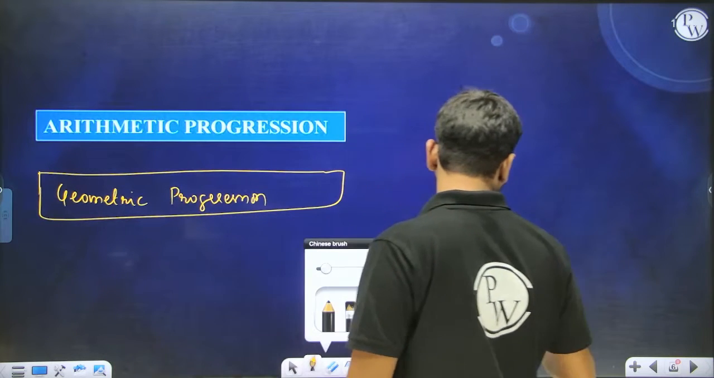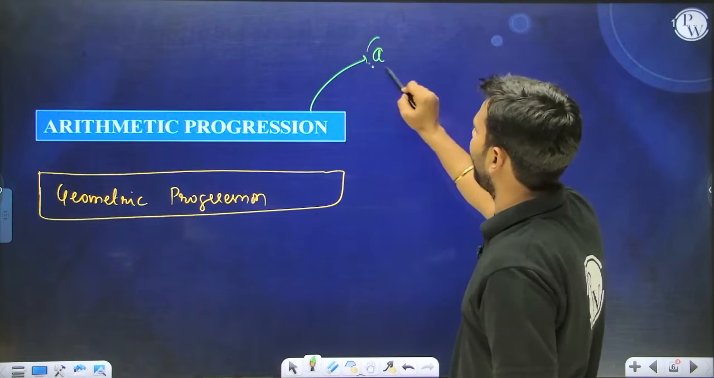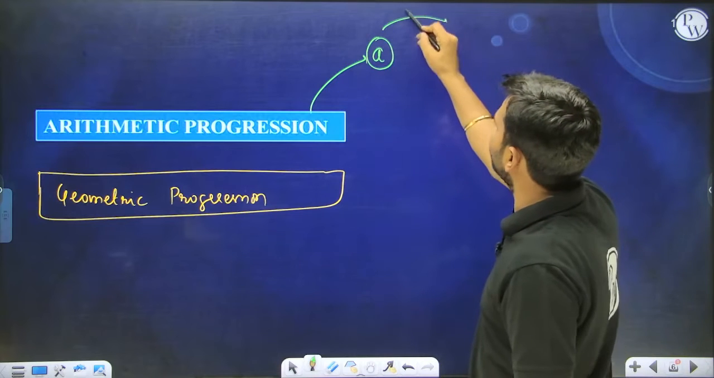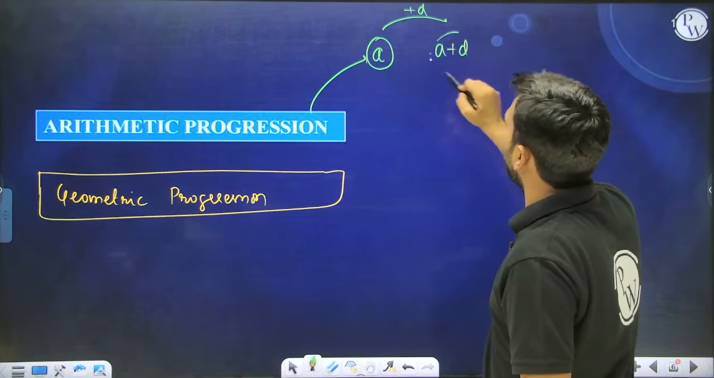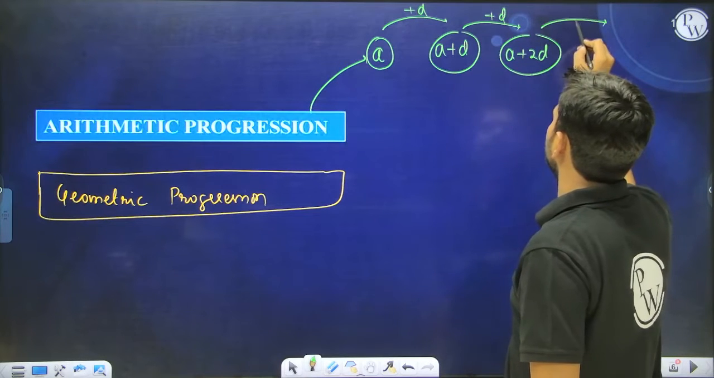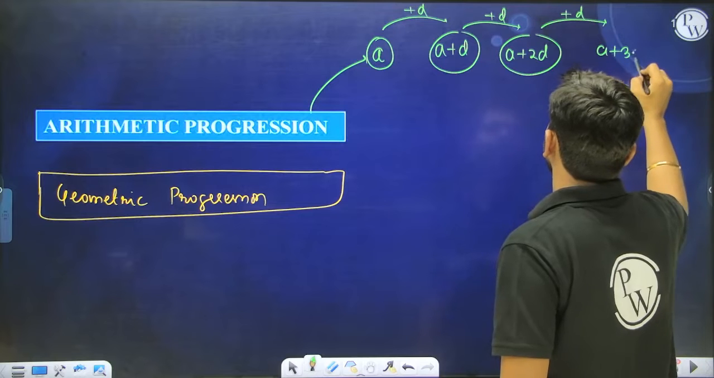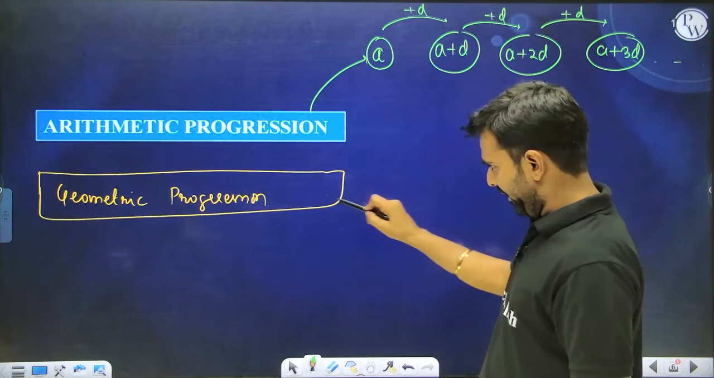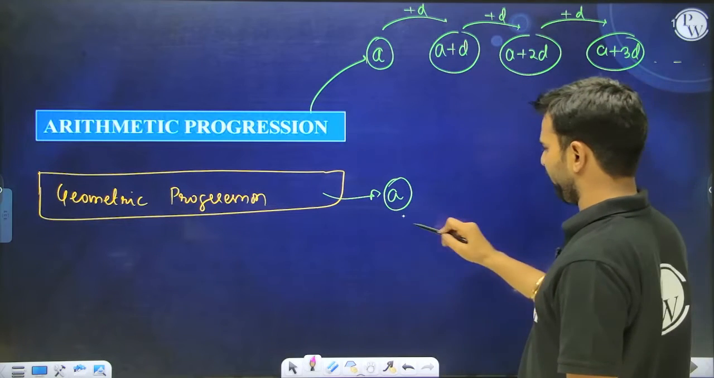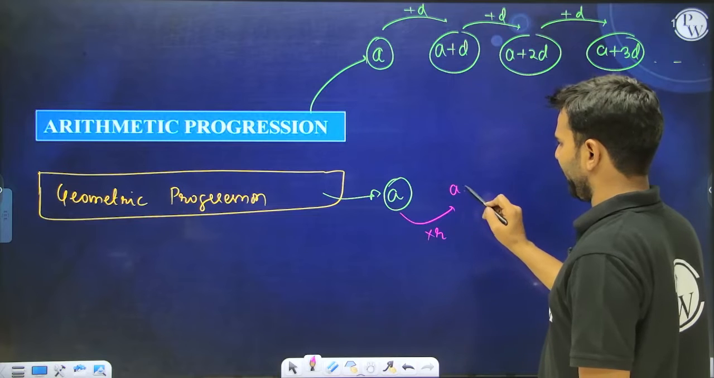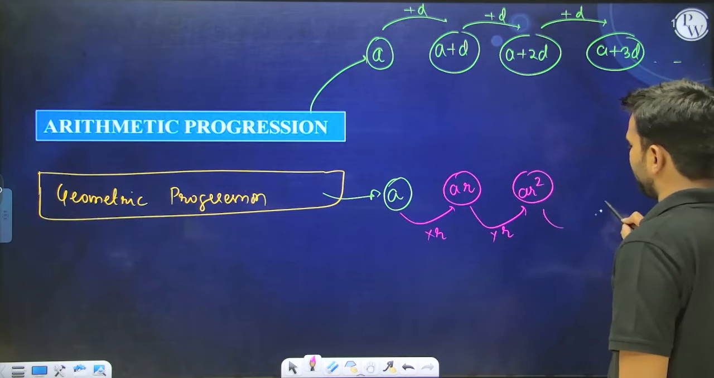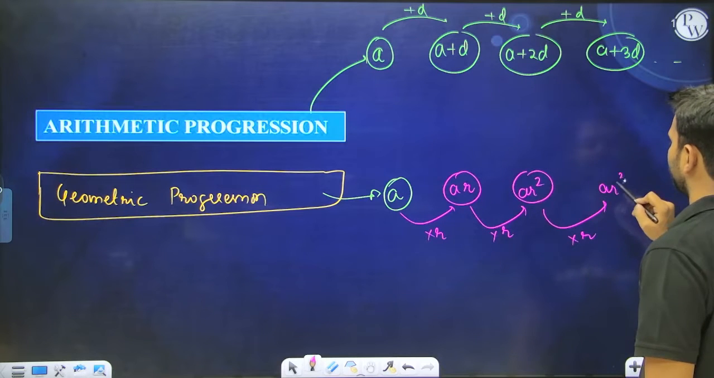Let's talk about this. Let's say we are taking a term A and we are continuously adding a same number D again and again and again. If we add D to this, we're going to get A plus D. If we add D to this, we're going to get A plus 2D. If we add D to this, we're going to get A plus 3D, and so on. Here in a geometric progression, let's say we are starting with the first number A, can be any real number, and if we multiply this with R, we're going to get AR. If you multiply this with the same term R again, we're going to get AR to the power 2. If you multiply this with R again, we're going to get AR to the power 3, and so on.